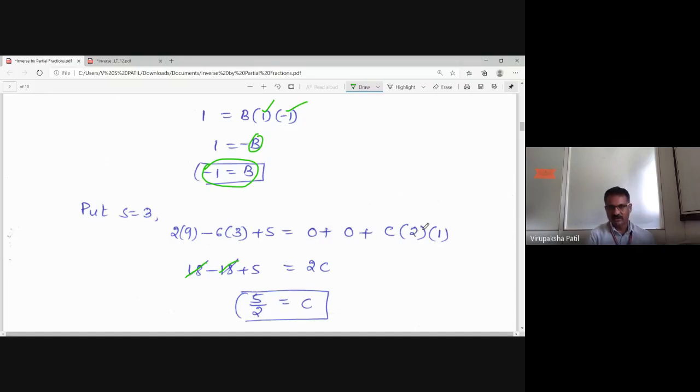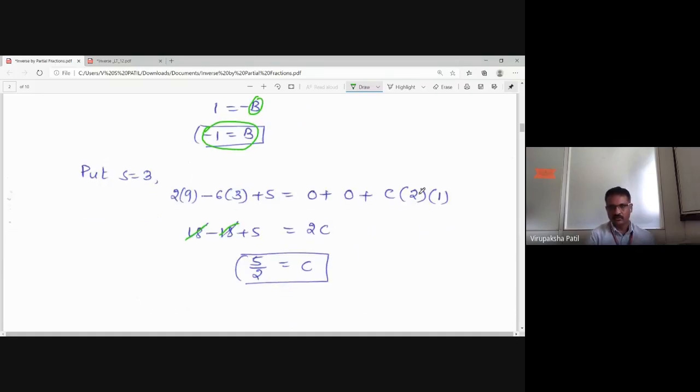Only 5 is left. Here you get c into 2 into 1, which is 2c. After simplification, 2c is equal to 5. Therefore c is equal to 5 by 2. We don't want 2c here, we want only c, so take this 2 to the other side. That becomes c value is 2 by 5, or 5 by 2? It is 5 by 2, isn't it?